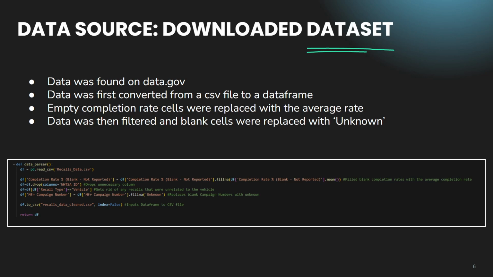So we converted it from a CSV to a data frame here with the pd.read_csv. And then any empty completion rate would be replaced with the average completion rate. And then we did a bit more cleaning. So we made sure the recall type was always vehicle. And if the campaign number is unknown, we replace it with unknown. And then we just export it to a data CSV and then return the dataset.